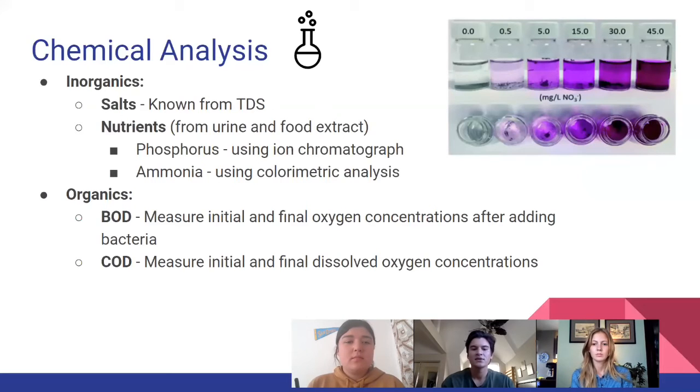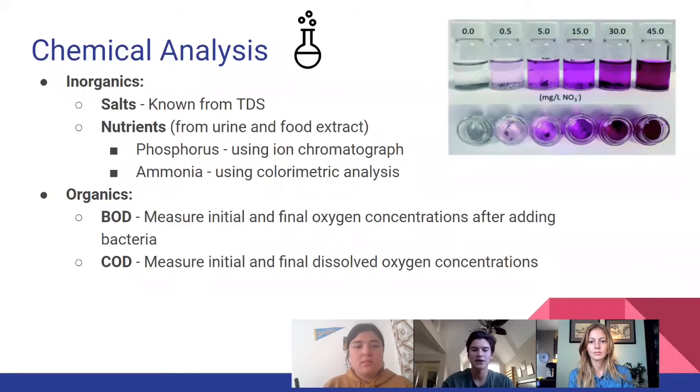In finding the phosphates, we measure them using an ion chromatograph apparatus, which basically separates ions with an ion exchange column, and it detects them with a conductivity detector. For ammonia, we use a colorimetric analysis with a blue tint, and the blue color is then measured in a spectrophotometer and is indicative of the ammonia concentration within our wastewater sample.